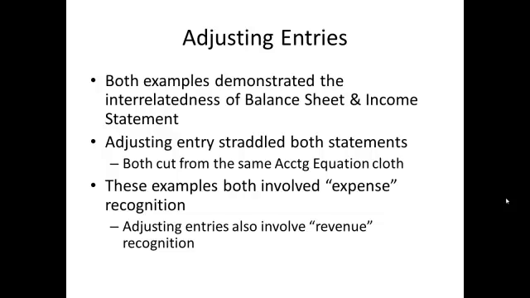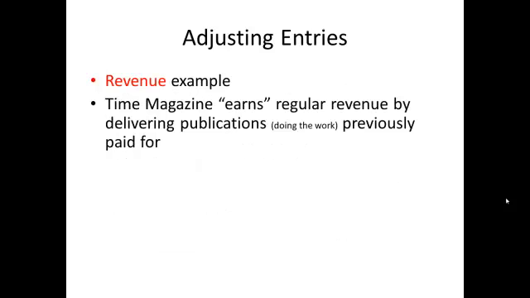Adjusting entries also involve revenue recognition. Let's take a look at an example. For a revenue example, let's take Time Magazine, which earns regular revenue by delivering publications. But first of all, Time is paid in advance for their services. They collect their subscriptions in advance.